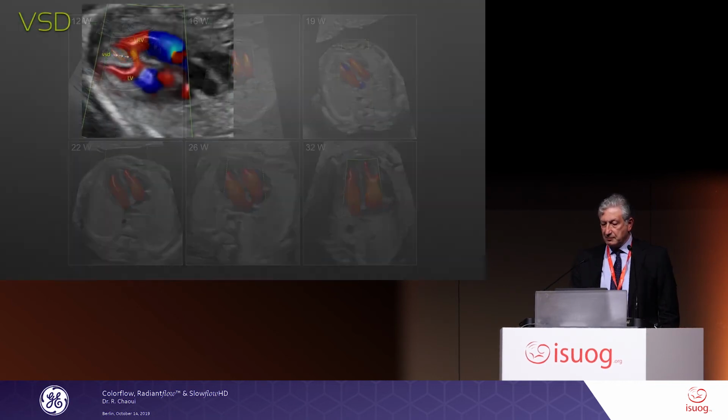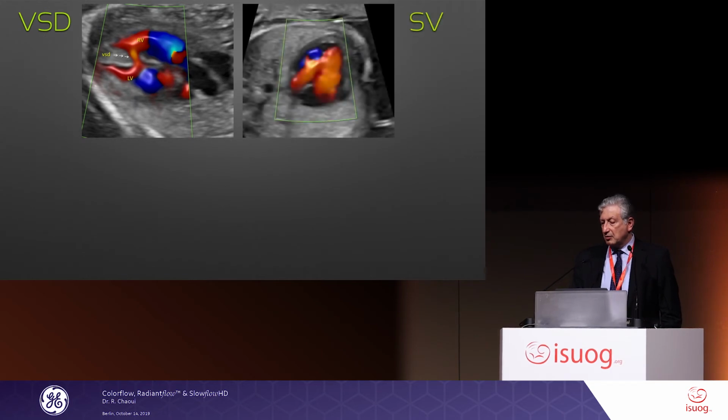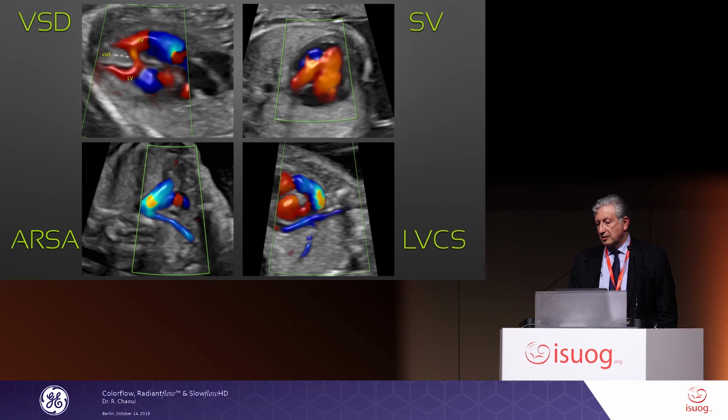And some anomalies, a small muscular VSD or a single ventricle with a double inlet into a single ventricle, and also tiny vessels, not only the major, but also the aberrant subclavian artery and the descending left superior vena cava coming from the head, from the neck toward the heart.